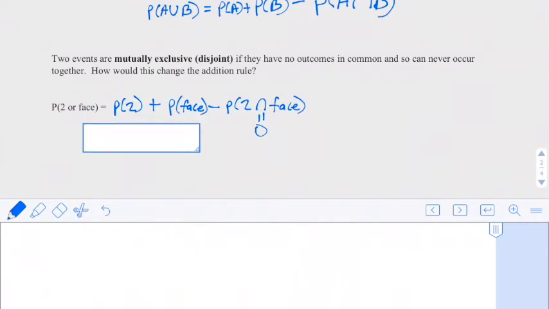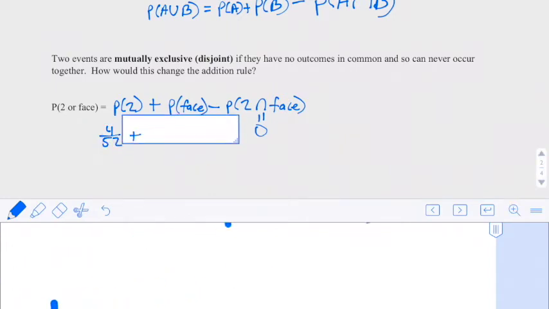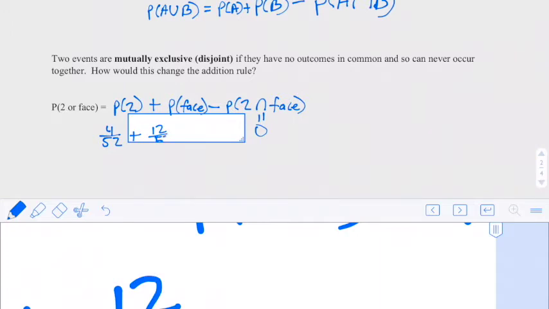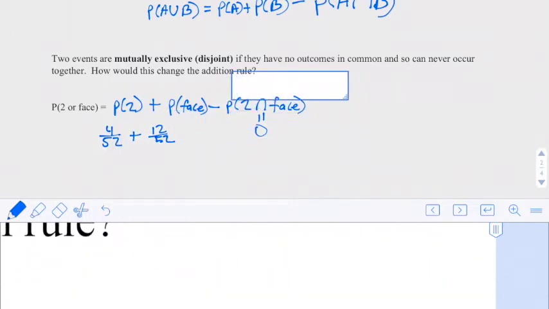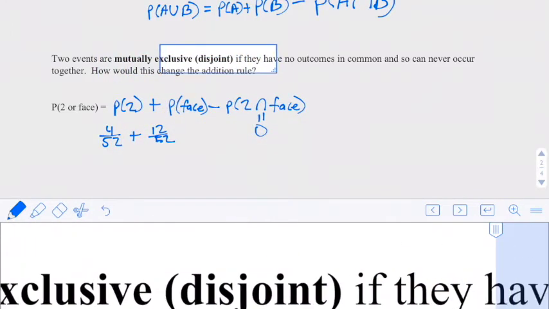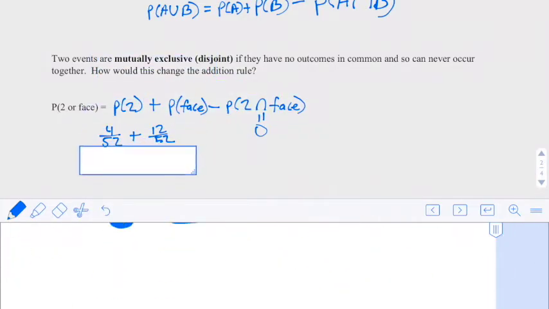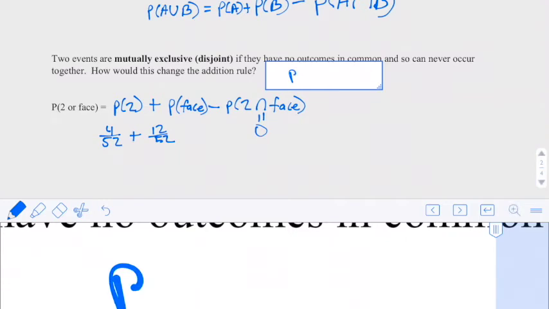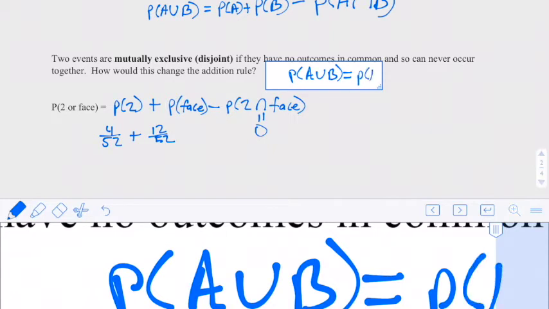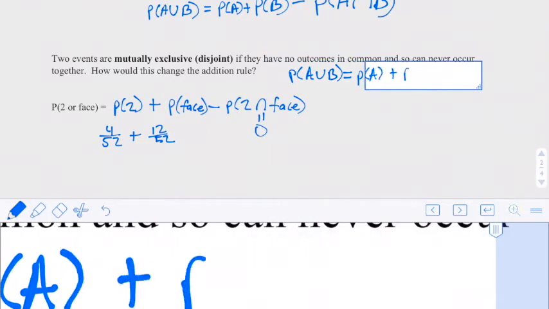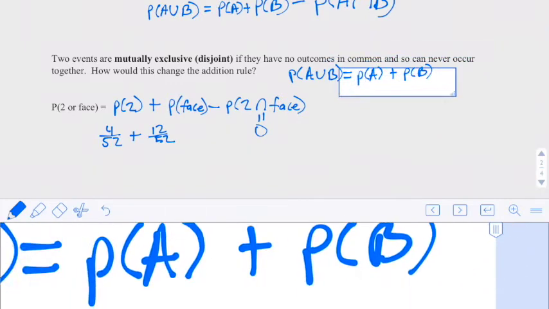But the probability of a 2 is 4 out of 52, and the probability you get a face card is 12 out of 52, but we would just say minus 0. So we don't need this subtraction for mutually exclusive or disjoint events. We don't really use disjoint that much. You'll see it occasionally, but mutually exclusive is the key word. So if they can't occur together, the addition rule would just be the probability of A or B equals the probability of A plus the probability of B, because you don't have them counted twice.